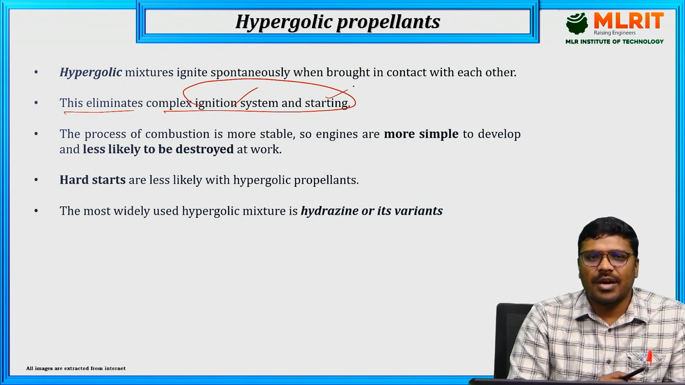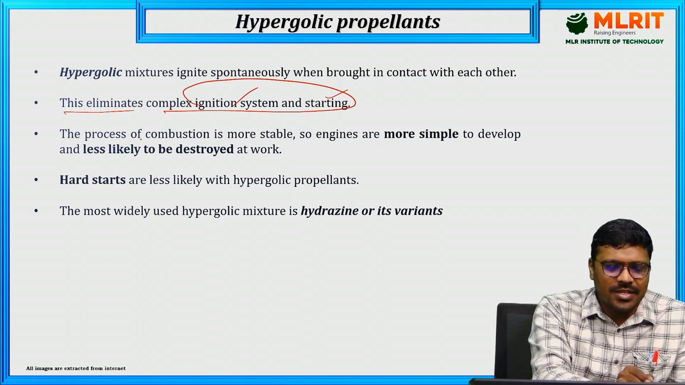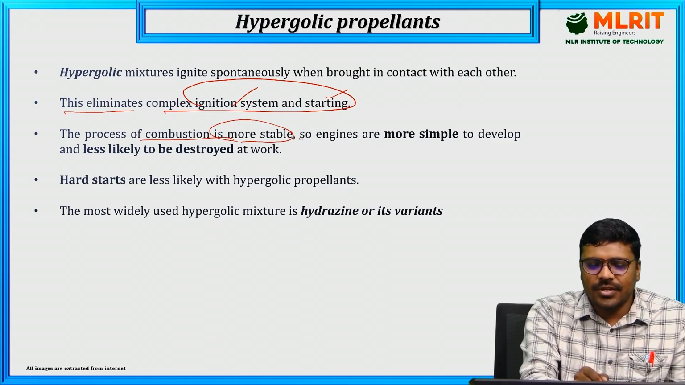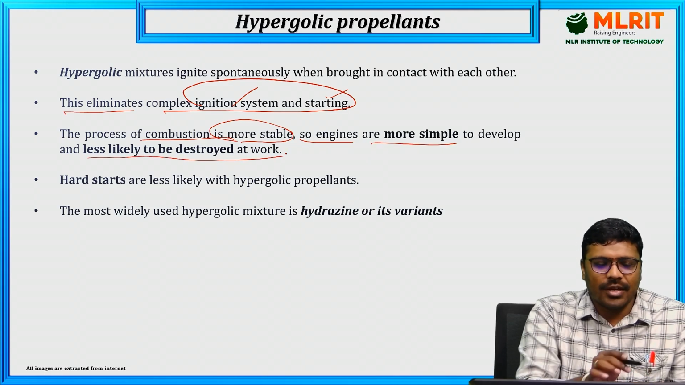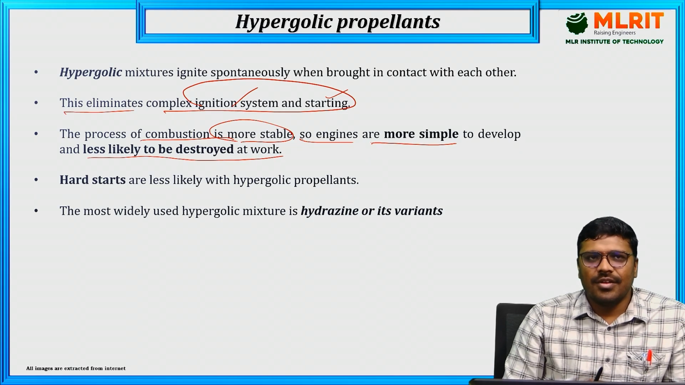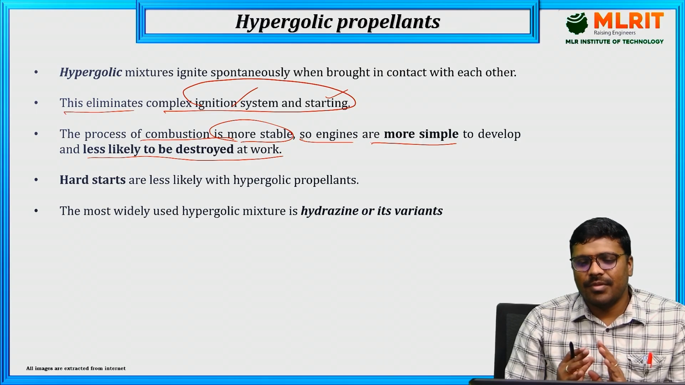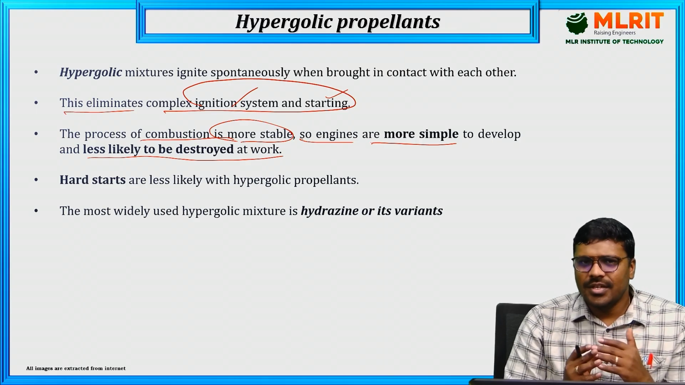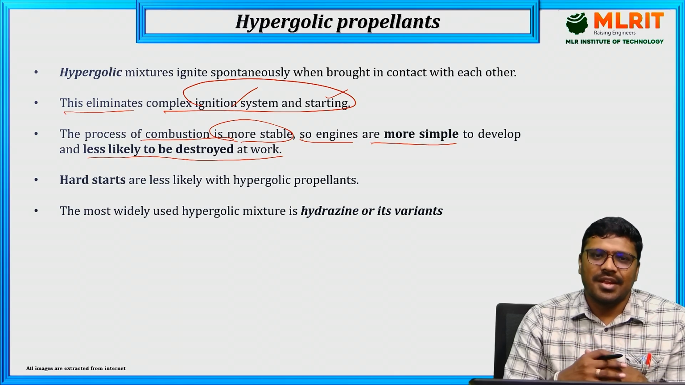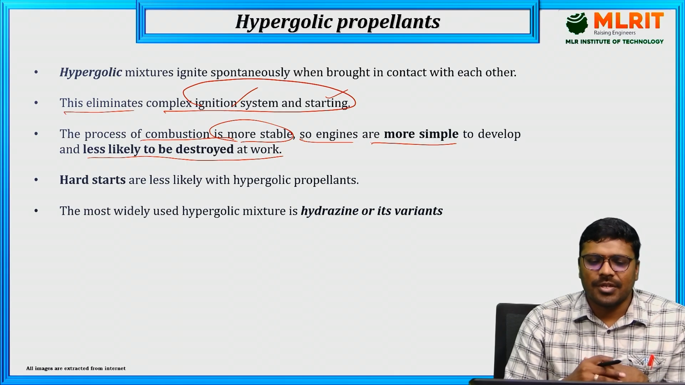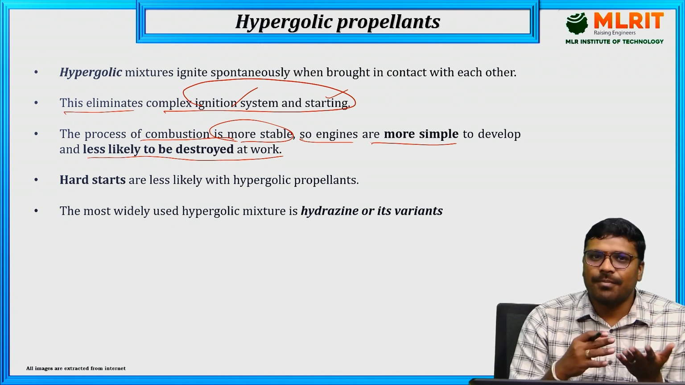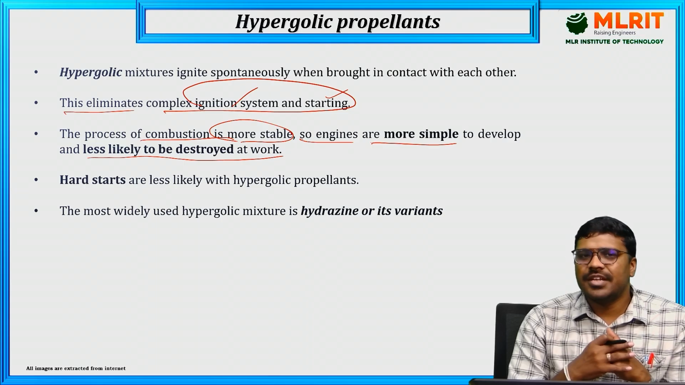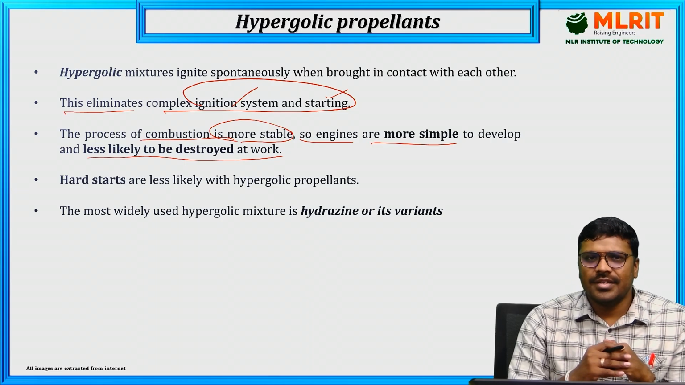The propellant combustion starting mechanism is simple, and the process of combustion is more stable. So engines are simpler to develop and less likely to be destroyed at work. There is no need of an ignition system, so the complexity of the design is reduced when we use hypergolic propellants. What we observe here is that the design of the engine varies based upon the propellant type. The engine has to be designed based upon the propellants to be used.